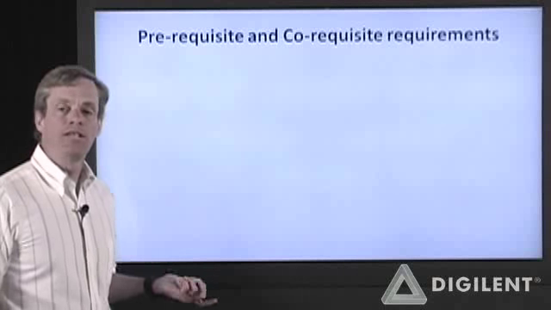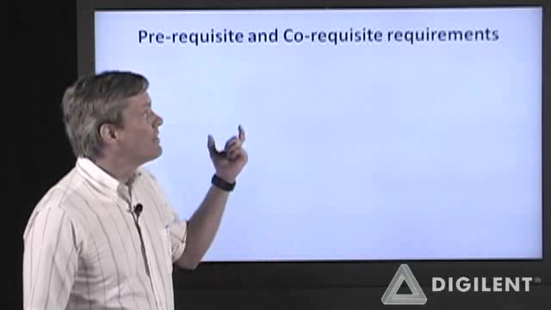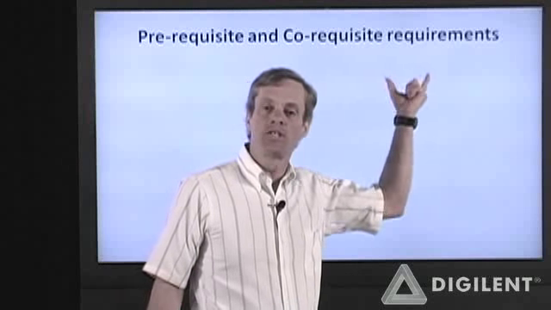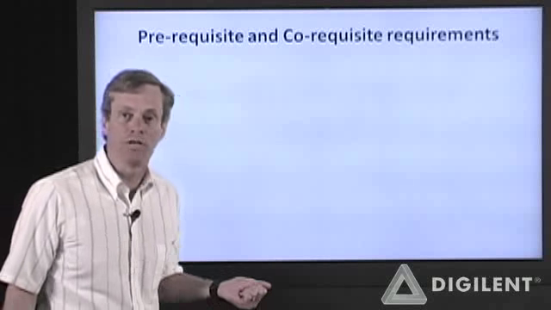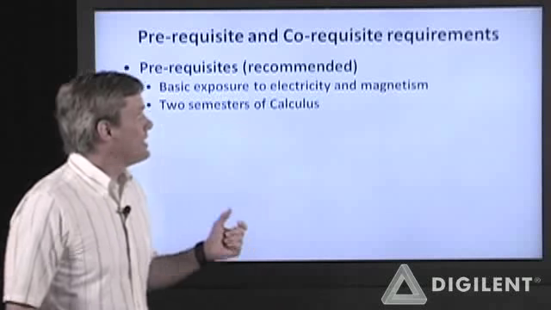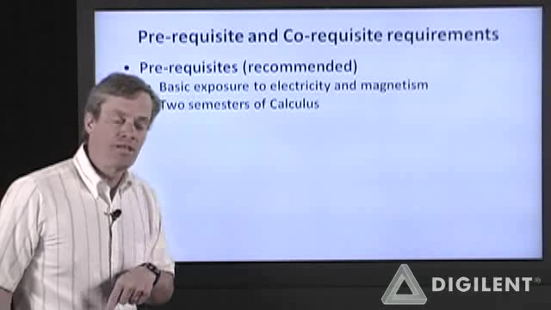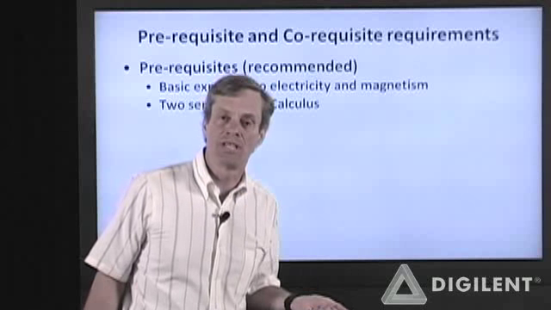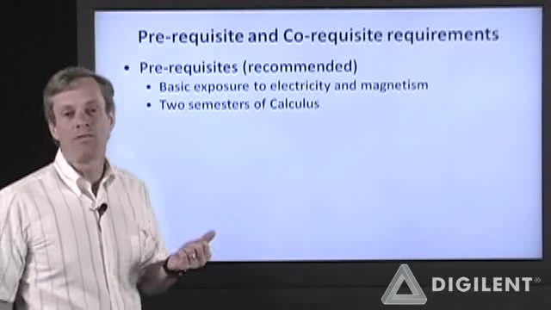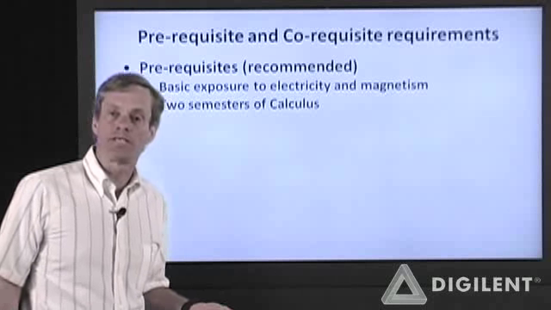There's some suggested information that you should know before starting the class. There's also some suggested additional classes that you might want to be taking at the same time you take this one. So it's suggested that as a prerequisite, before starting this class, you should have at least a basic exposure to electricity and magnetism. In general, that would be presented in a second semester college level physics class.